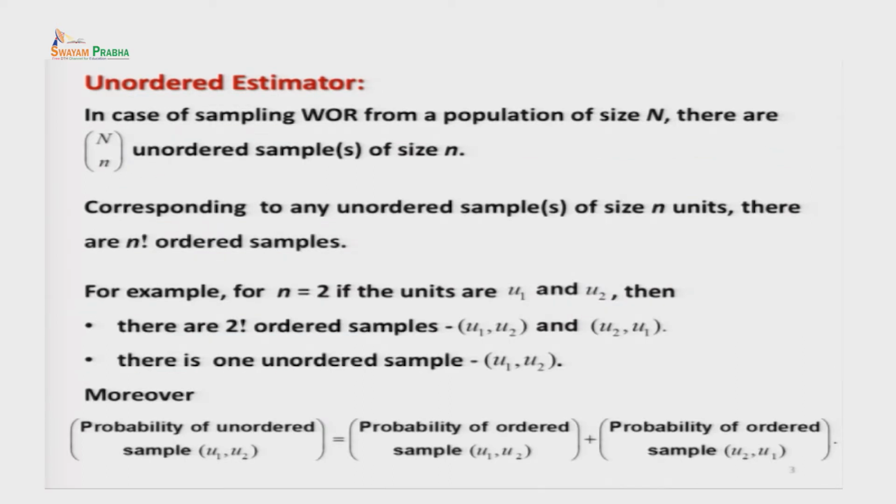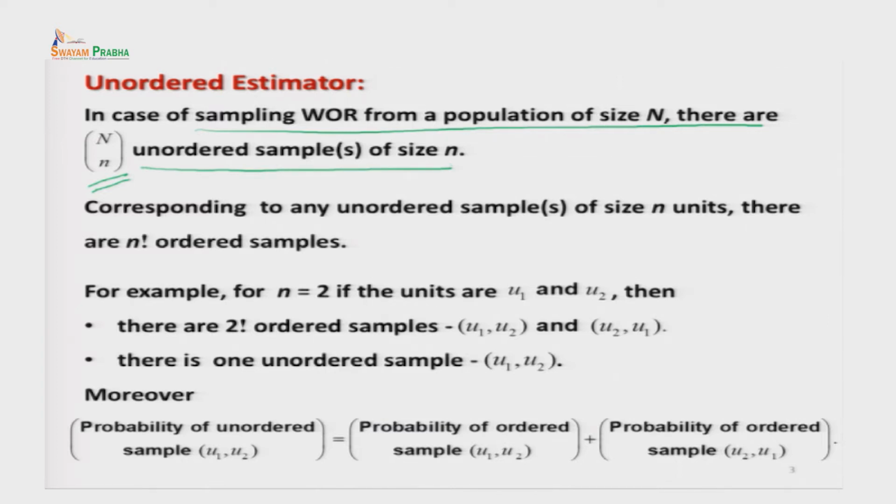But before that, we have to understand what is really meant by ordered and unordered estimators and how they are interconnected. Do you recall that in simple random sampling, when we draw a sample of small size n from a population of size capital N, there were N choose n samples? When you do it without replacement, these were unordered samples of size n.